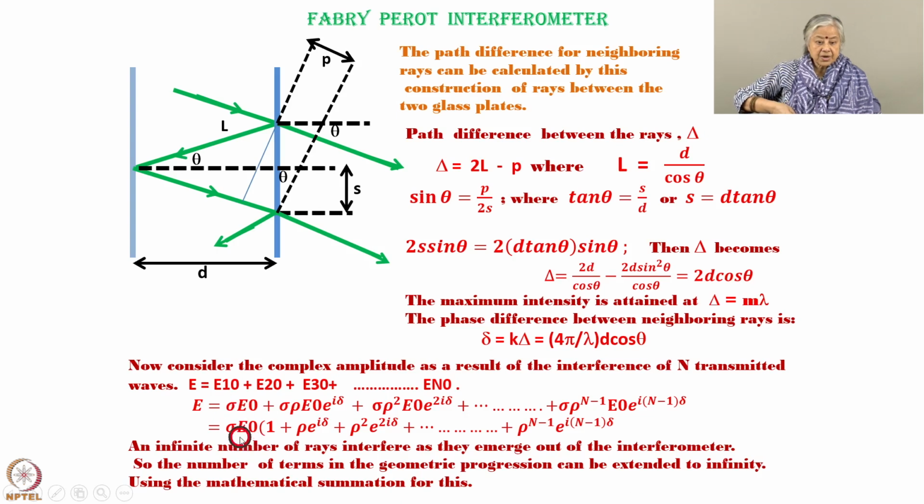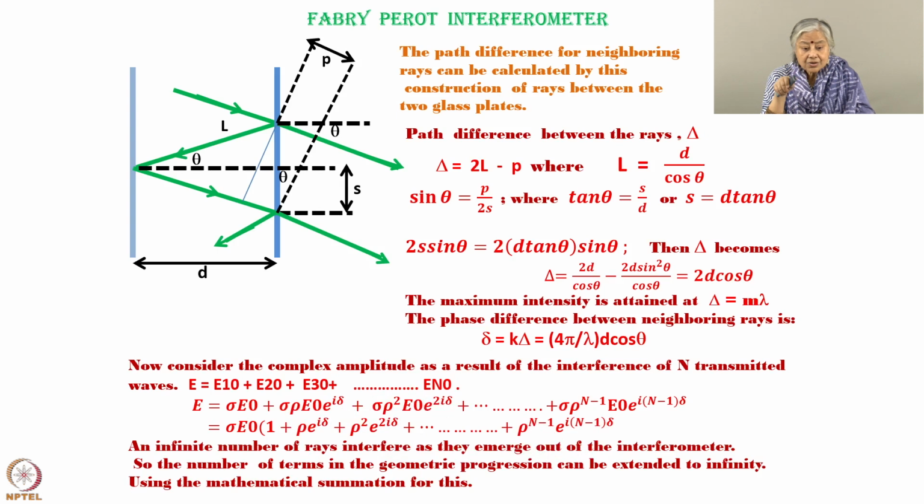So if I take sigma E0 as common, I will get 1 plus rho e to the power i delta plus rho squared e to the power 2i delta plus up to rho to the power n minus 1 e to the power i(n minus 1) delta. Okay. So this series looks very familiar to you, doesn't it? We've come across this kind of series so many times. It's just a mathematical series and we've got to find the sum of that.